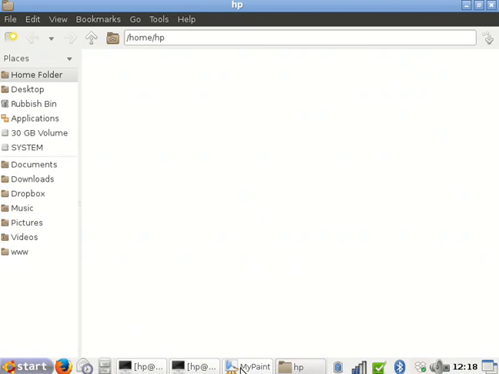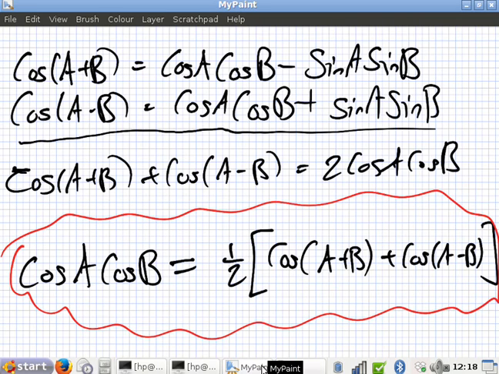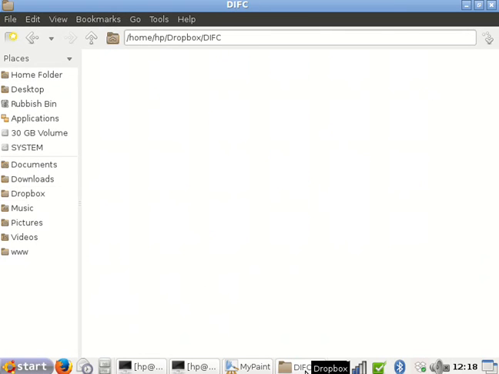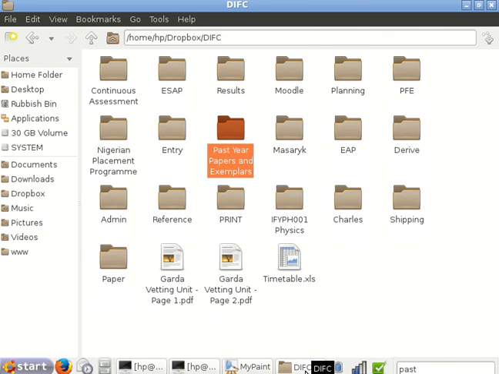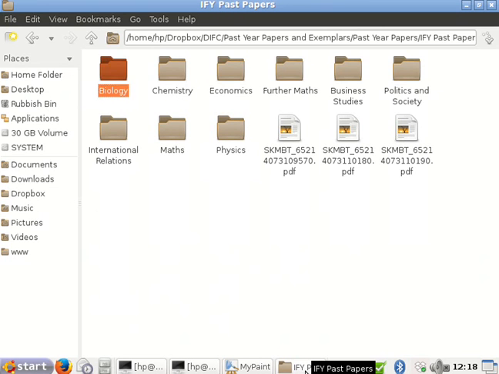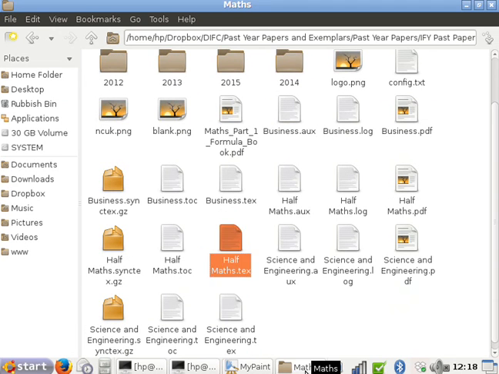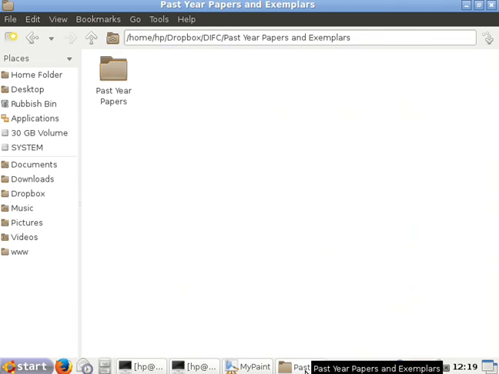Do you have this? You have this, okay. We have this? Whatever. Maths formula book is not in this location.